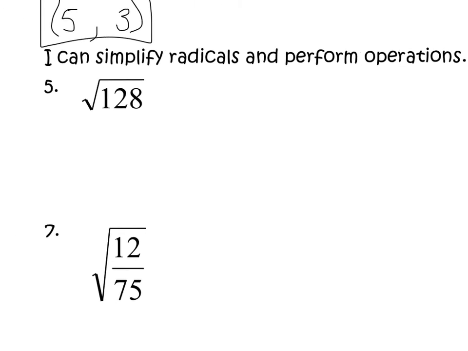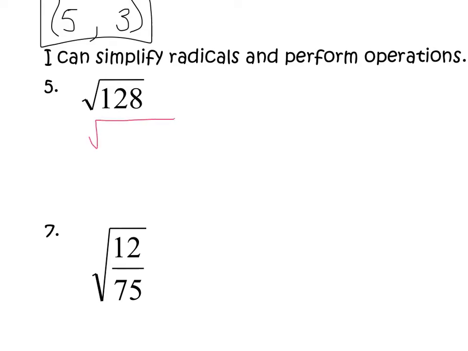Okay, simplifying radicals. So, 128. So we need to figure out what sort of perfect squares that has. I know that it's divisible by 4. 128 divided by 4 is 32. So I plugged it into my calculator. So 128. Oops, I don't need to write that. It's already written.